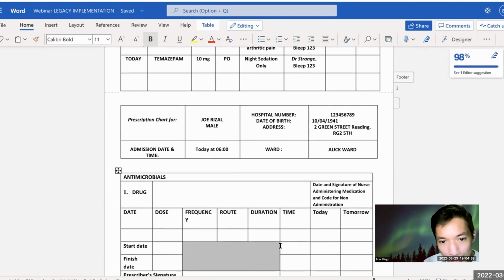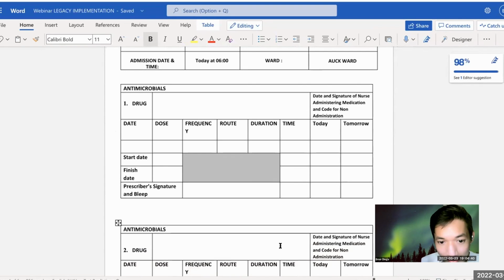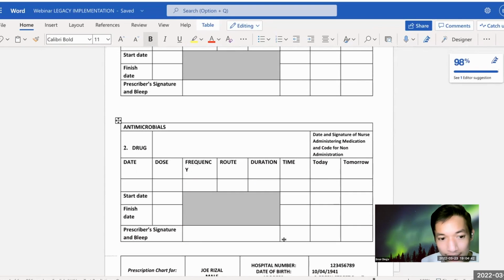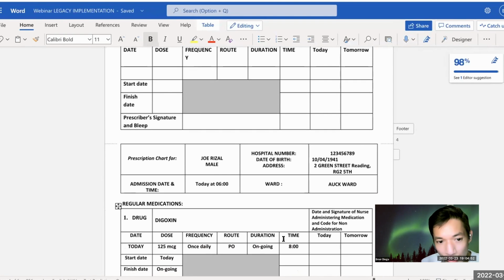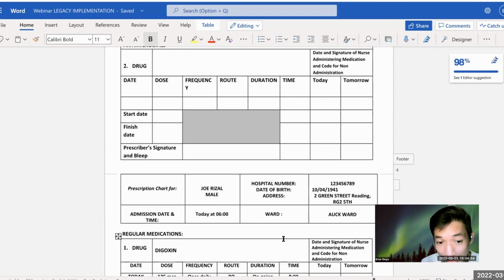For antimicrobials, I can see that there is nothing prescribed, okay? So guys, even if there is nothing prescribed, you have to say it out loud, because remember, on the instruction, you have to read the drug chart fully. So we carry on. Next page is the prescription chart for Joe Rizal. Again, patient's male, and the rest of the details are still the same, and I'm happy to proceed.